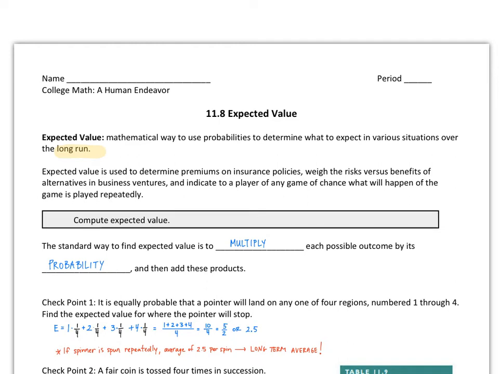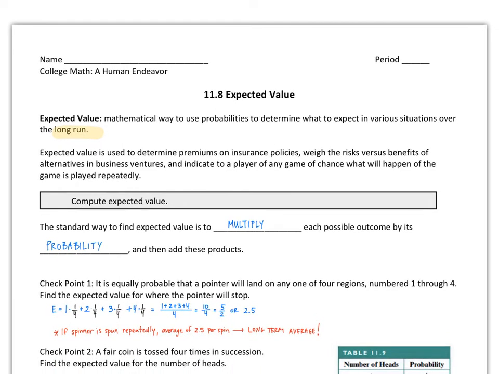Okay? So we're going to compute the expected value. In order to do that, the standard way to find expected value is to multiply each possible outcome by its probability, and then we add these products together. So for instance, if we look at this first example, we'll walk through it.